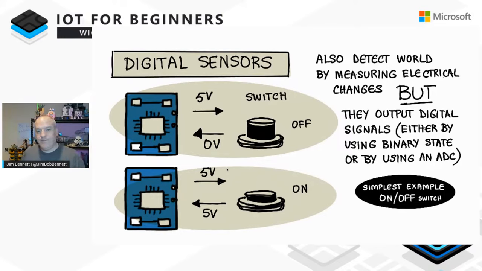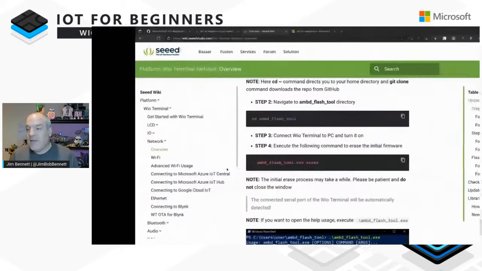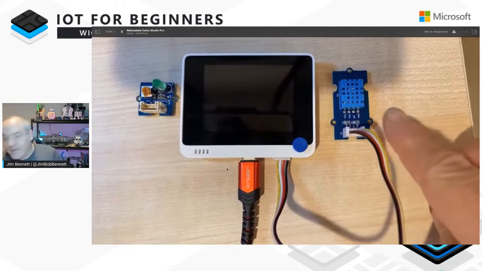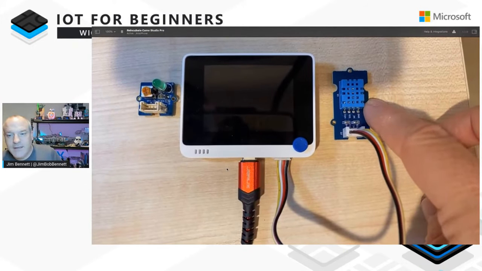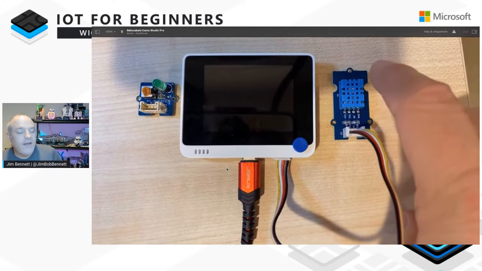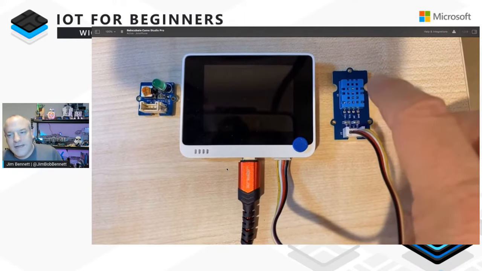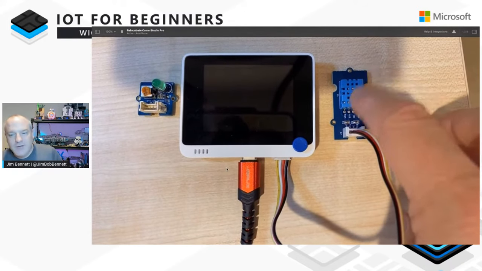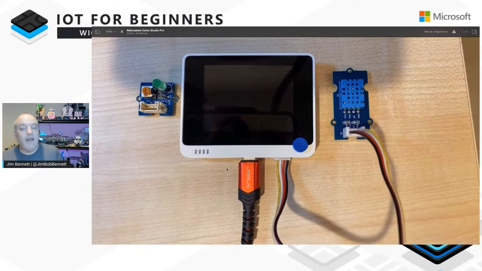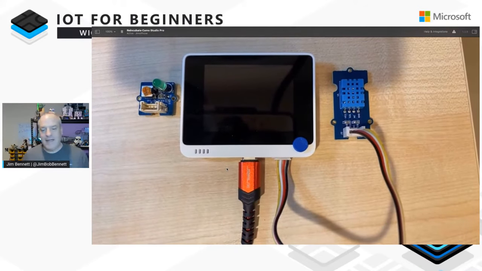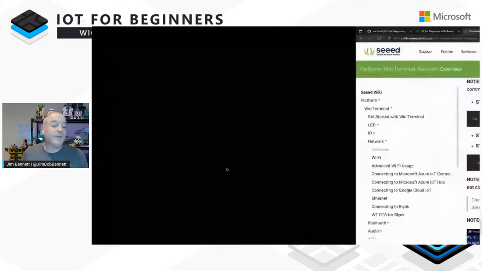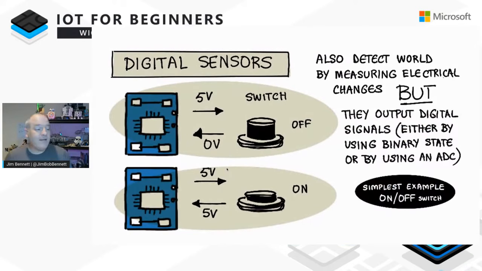Otherwise, it's off. Now you get more advanced digital sensors where they have an ADC built on board to get back digital data. And that's what our DHT sensor is. This is a digital humidity and temperature sensor. So inside here is the hardware to convert the electrical reading for humidity and temperature into a digital signal that comes down the cable and we read that digital signal. And that contains not just one value, it's got two values, the humidity and temperature. And so we can read both by using the built-in ADC.